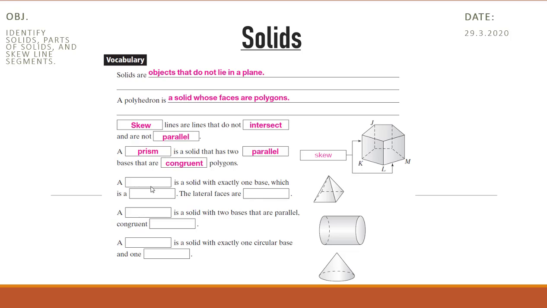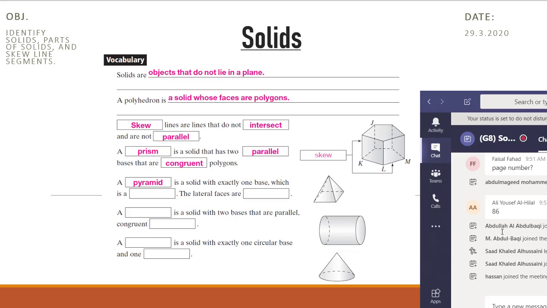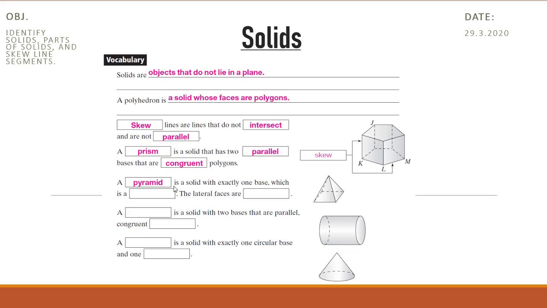In the next one, we are talking here about this object, and this is a pyramid. A pyramid is a solid with exactly one base, which is a polygon. It may be a triangle, maybe a quadrilateral, maybe a pentagon, and so on. And the lateral faces are triangles.